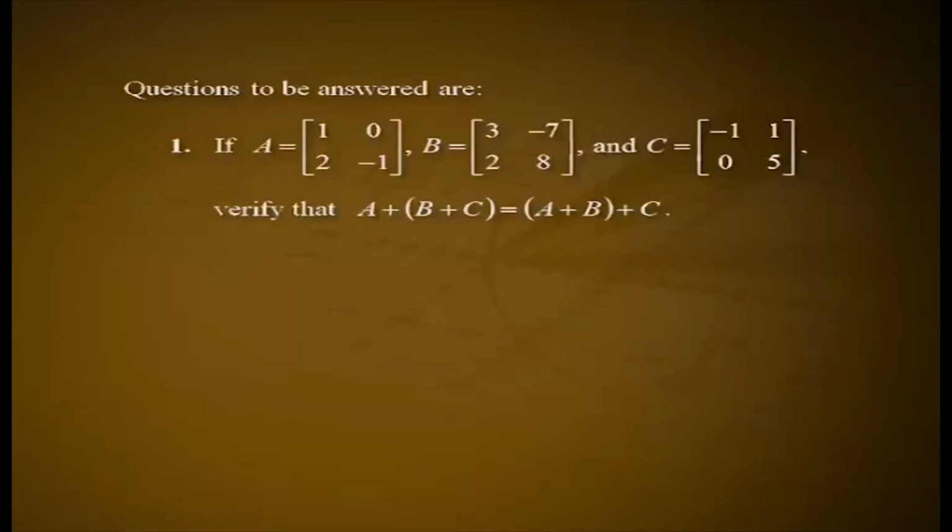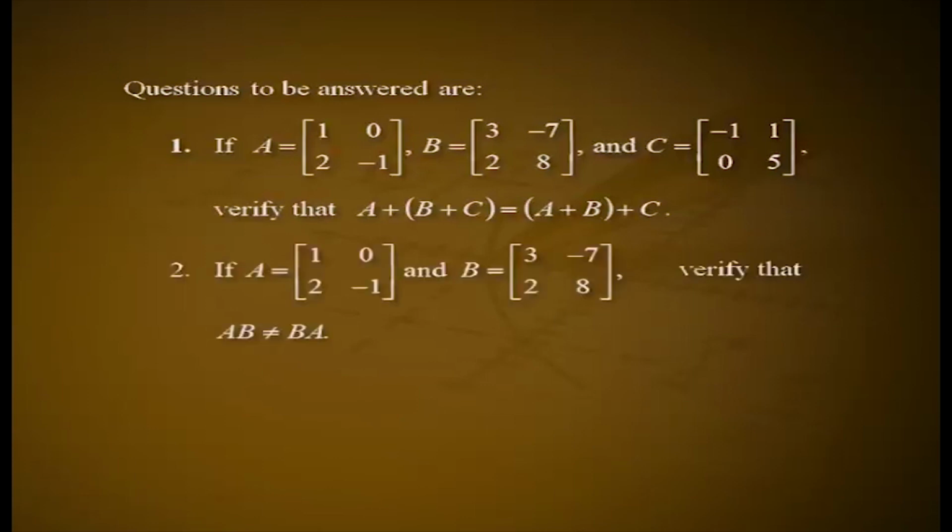Try the following assignments. If A is the matrix [1, 0; 2, -1], B is the matrix [3, -7; 2, 8] and C is the matrix [-1, 1; 0, 5], verify that (A plus B) plus C is equal to A plus (B plus C). If A is the matrix [1, 0; 2, -1] and B is the matrix [3, -7; 2, 8], verify that AB is not equal to BA.